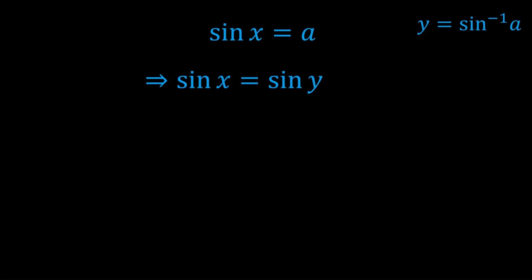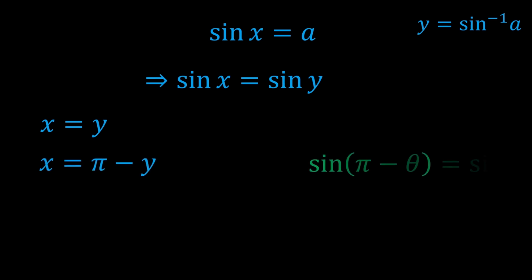The first possibility is x is equal to y. That's pretty obvious because that means that sine x equals sine y, right? x could also be pi minus y. Why is that? Well, sine of pi minus theta is sine theta. If you want to learn the basic trig identities in just 4 minutes, check out the video in the description.